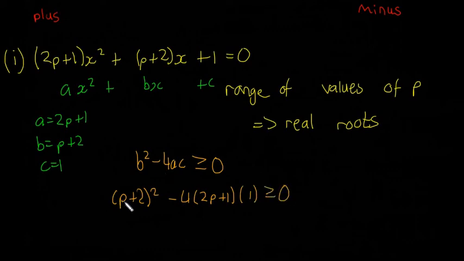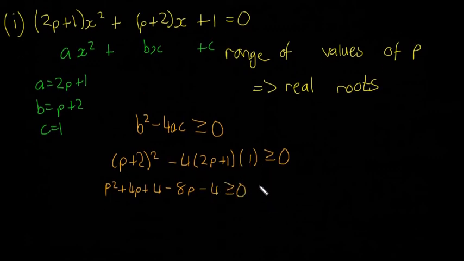So bear with me for 1 second. We're going to square this. So it's going to be p squared plus 4p plus 4 minus 8p minus 4 greater than or equal to 0.